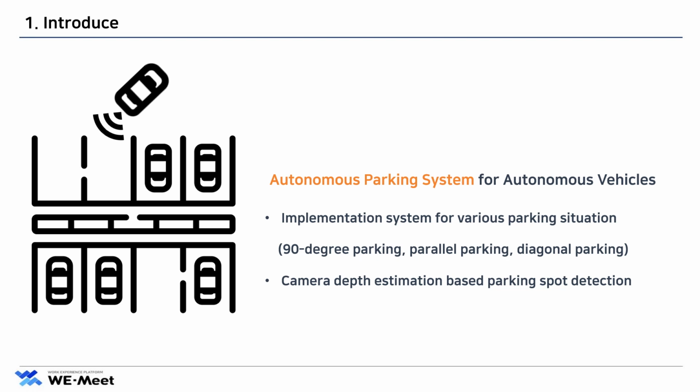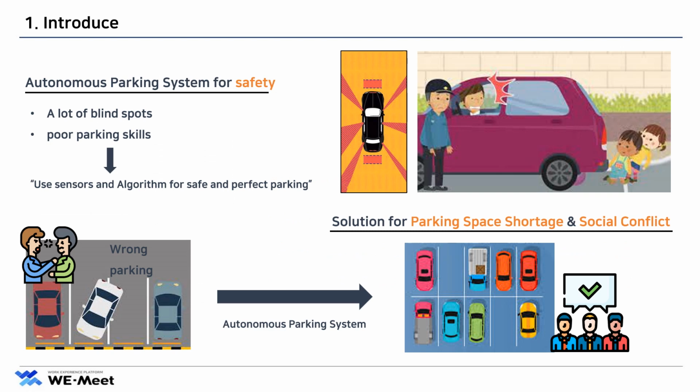To detect these various parking situations, the autonomous parking system detects parking spots using camera depth estimation. First, safety issues due to numerous blind spots and poor parking skills can lead to accidents. Second, incorrect parking contributes to parking space shortage and social conflicts. These problems can be solved with our system.